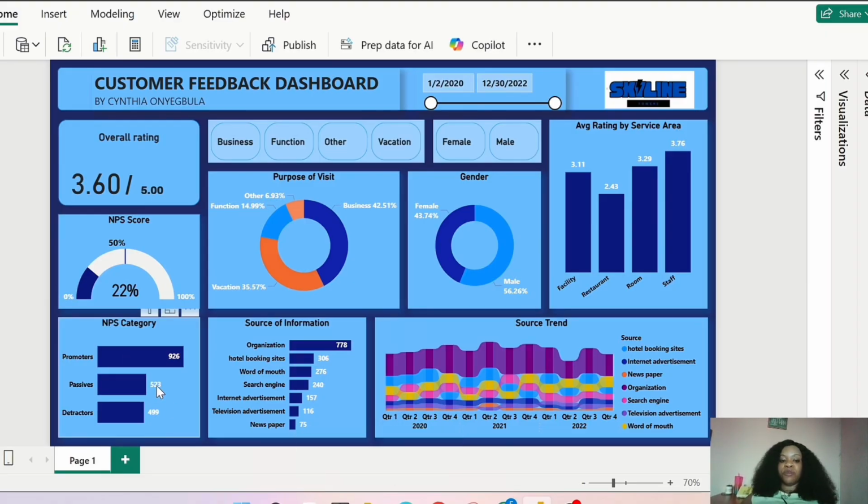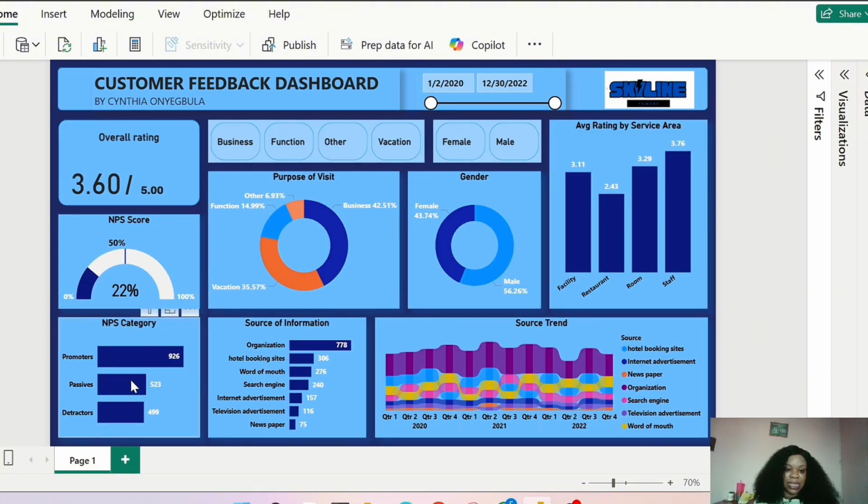should be looking out for detractors and taking whatever it is they say seriously. Now back to the NPS score. A 20% NPS is average. It means that the business is doing some things right. As you can see from this category, the promoters are actually the highest here. But there are still too many customers who are not confident enough to recommend the hotel.